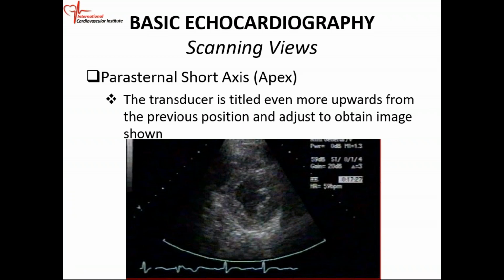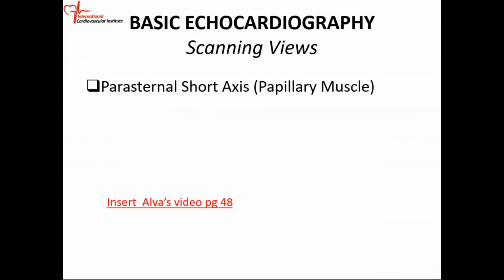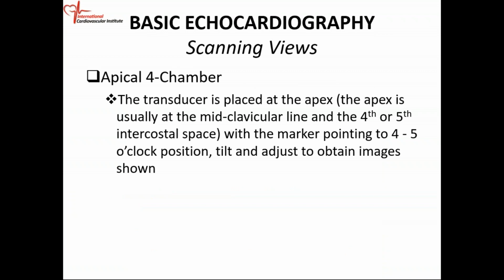So what we have just done is look at the parasternal long axis view, the right ventricular inflow view, short axis at the level of the aortic valve, short axis at the level of the mitral valve, short axis at the level of the papillary muscles, and short axis at the level of the apex. Now we're going to go on to the four chamber views.